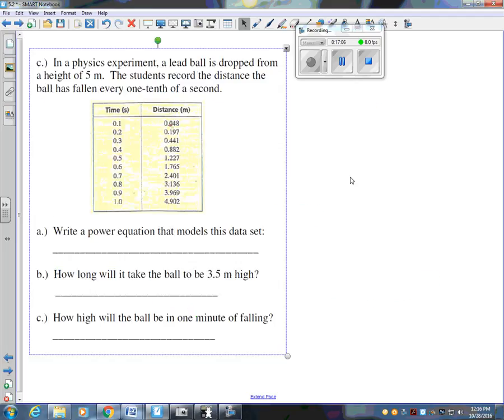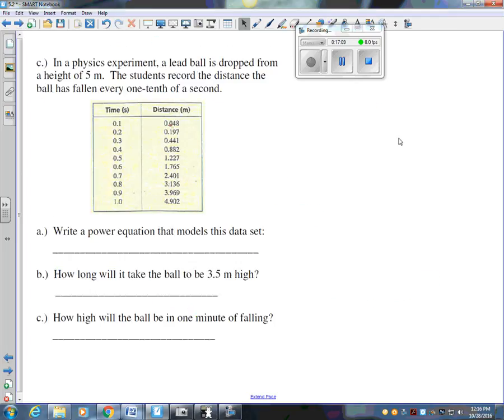All right, last 2 problems. In a physics experiment, a lead ball is dropped from a height of 5 meters. The students record the distance the ball has fallen every 1/10 of a second. Write a power equation that models this data set. So you're going to put it in stat. I've already done that. Feel free to pause the video if you would like to do it yourself. And for your power function, you've got y equals 4.962 x, and the power is 2.003.